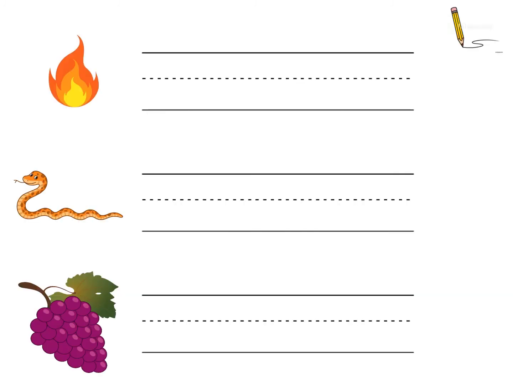Can you help me to spell some split A digraph words? The first word is flame. Let's stretch it out. Flame. Can you write it down? Remember, this has a split A digraph in it. The M goes between the two letters that are making the A sound.